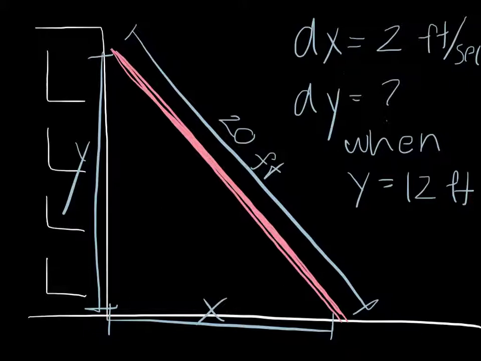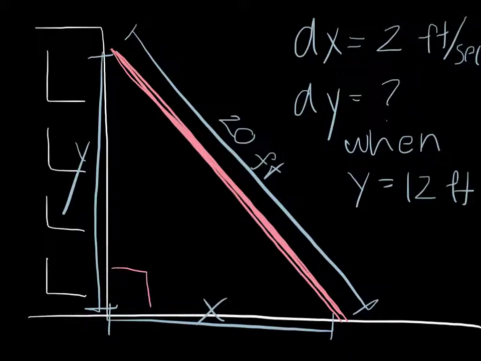Here is an example of one of the most common related rate problems. As you can see, there is a ladder 20 feet long resting up against a building of unknown height y. It is also an unknown length x away from the building. You can see this makes a right triangle.